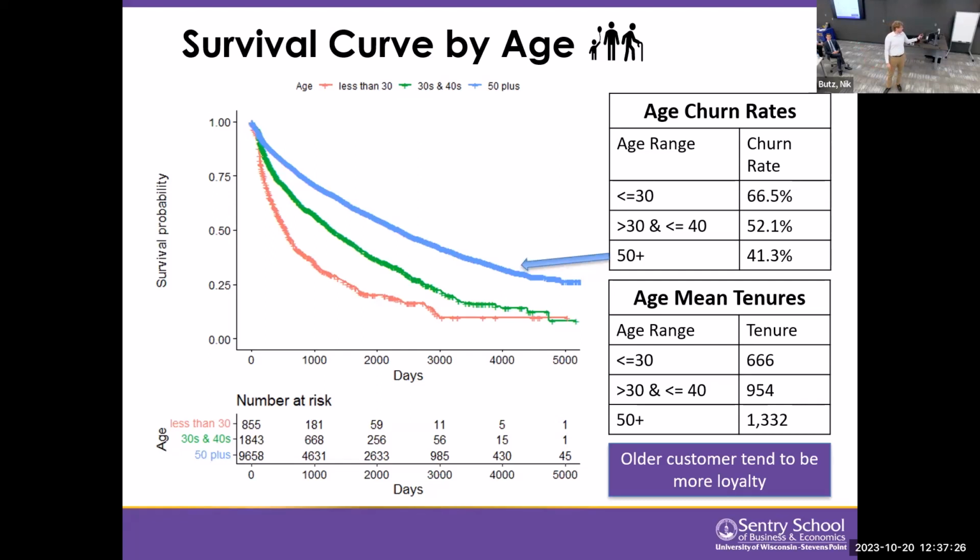So one thing to take away from this, I'll let you guys take it in for a second because there's a lot of stuff on here. But the main thing that you can take away from this is that the older customers tend to be more loyal, which is something that we might have thought beforehand. But even doing this and proving ourselves that we're doing it right is always something good to know once in a while.